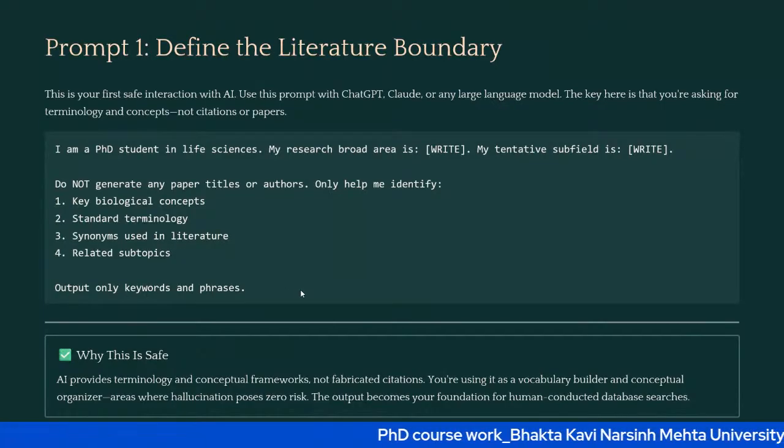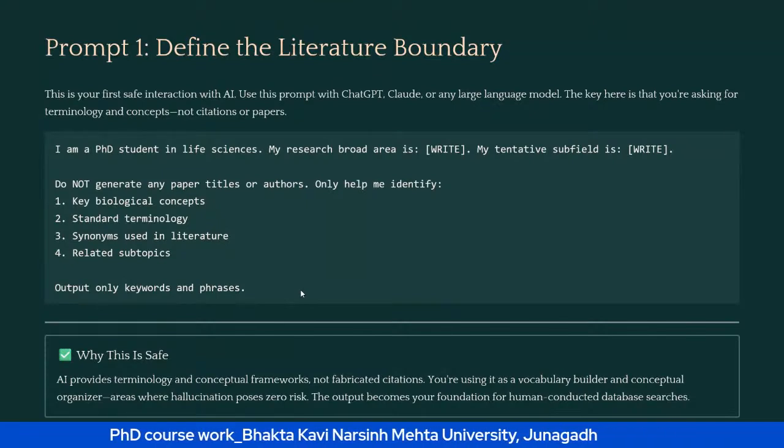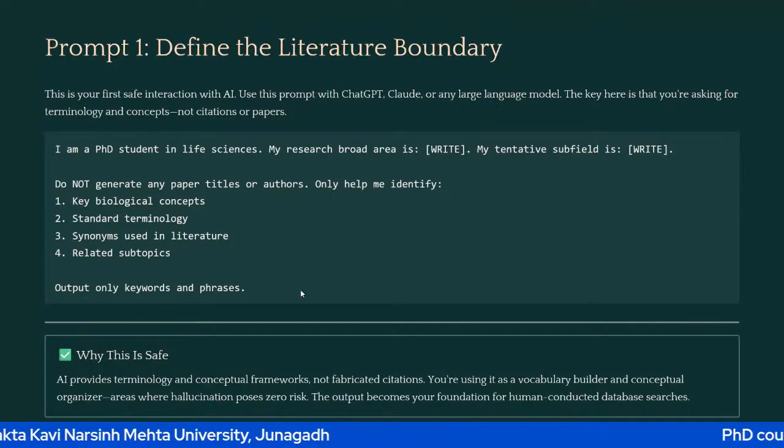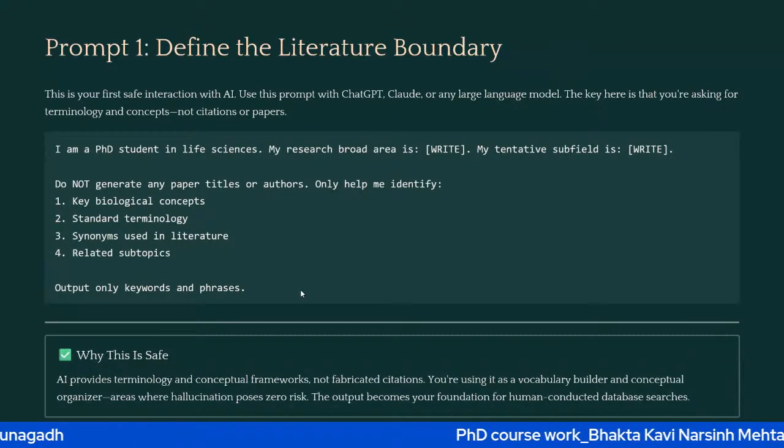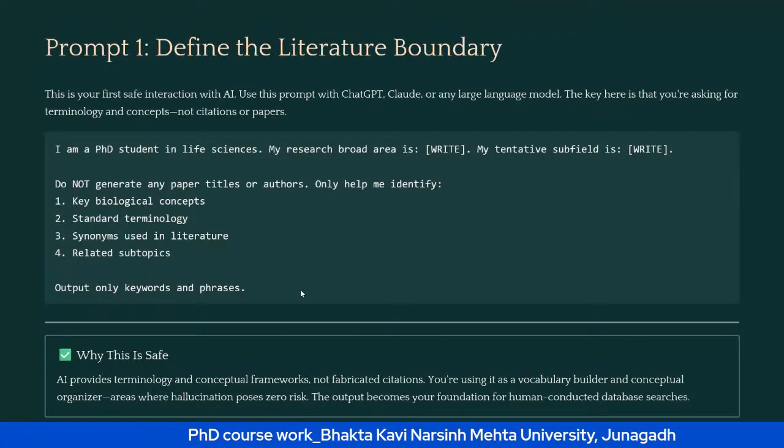So what you are doing is you are not directly telling what should be done in this word, what should be the research paper. Instead, what we are asking for is only the keywords and the phrases, right? So this is the first prompt that you have to do. So why is this entire prompt safe? AI provides you only the terminology and conceptual framework.